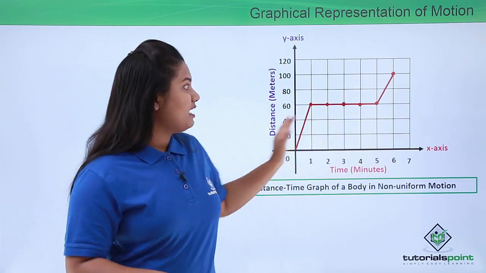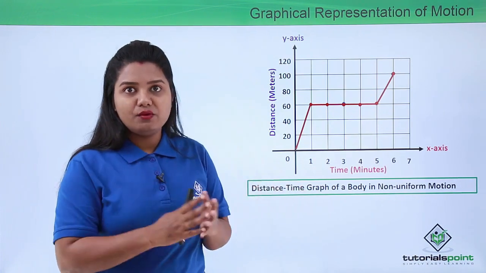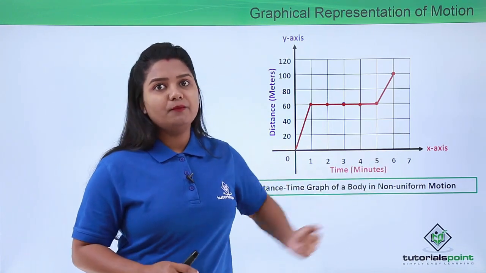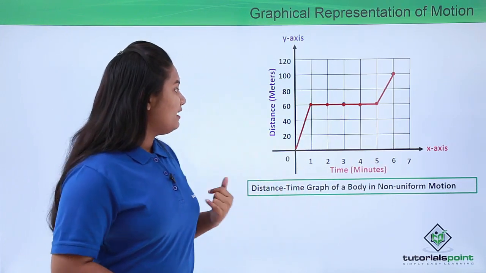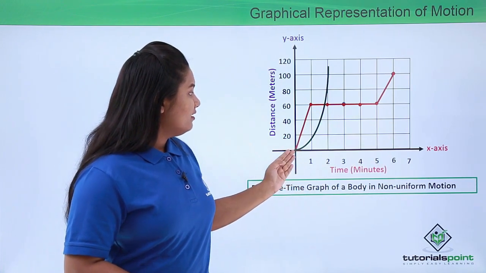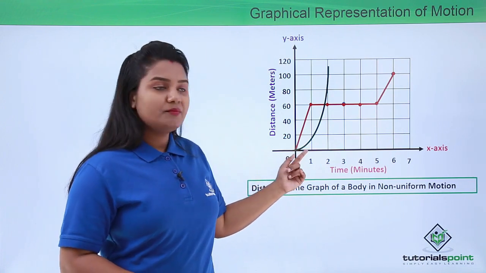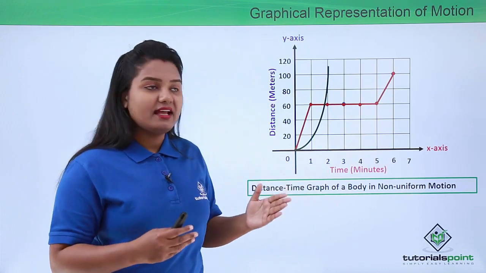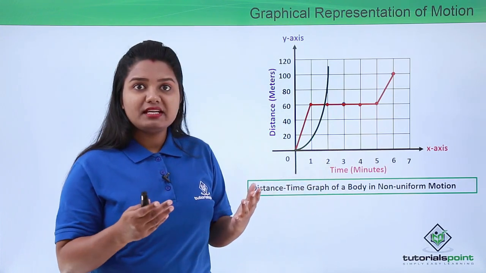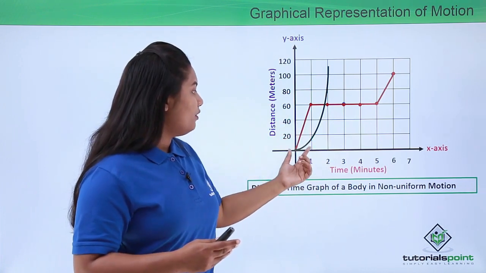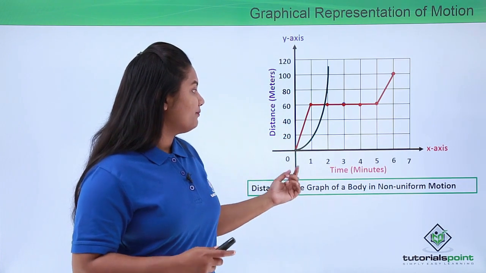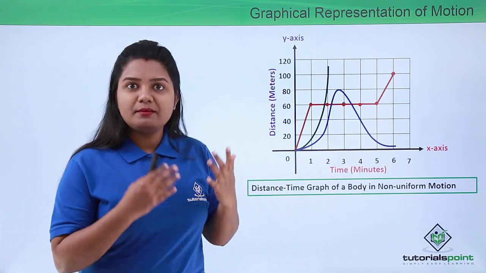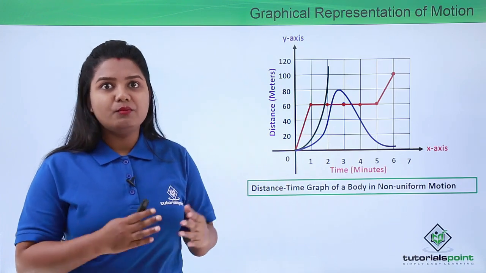So this kind of distance time graph, which is not a straight line as a whole, is said to be a distance time graph of a body with non-uniform motion. Not only this, but we can have the graph of a body with a non-uniform motion to be like this even. The distance time graph which is not a straight line can be said to be a body moving with a non-uniform motion. So even this distance time graph can also represent a body with a non-uniform motion.